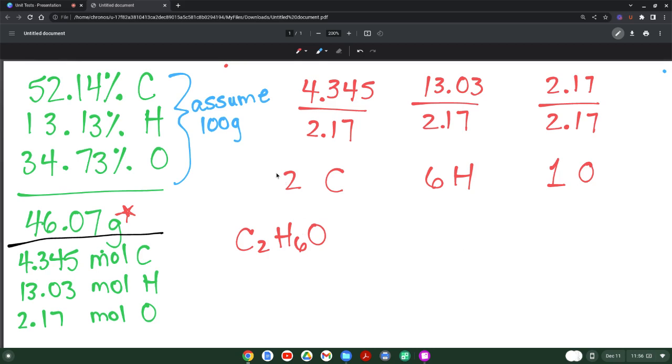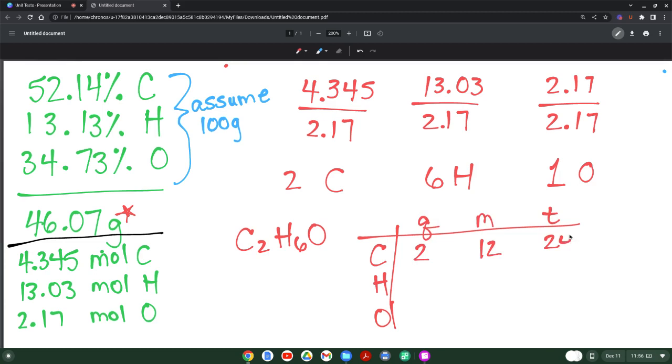Because this is our empirical formula, it is the most basic ratio, and no subscripts can be reduced because we have just 1 of those oxygens. So doing the QMT here, I have carbon, hydrogen, and oxygen. Two carbons at 12 gives me 24 in total. 6 hydrogens at 1 apiece gives me 6 in total, and 1 oxygen at 16 gives me 16 in total. And let's find out. That comes out to 46.